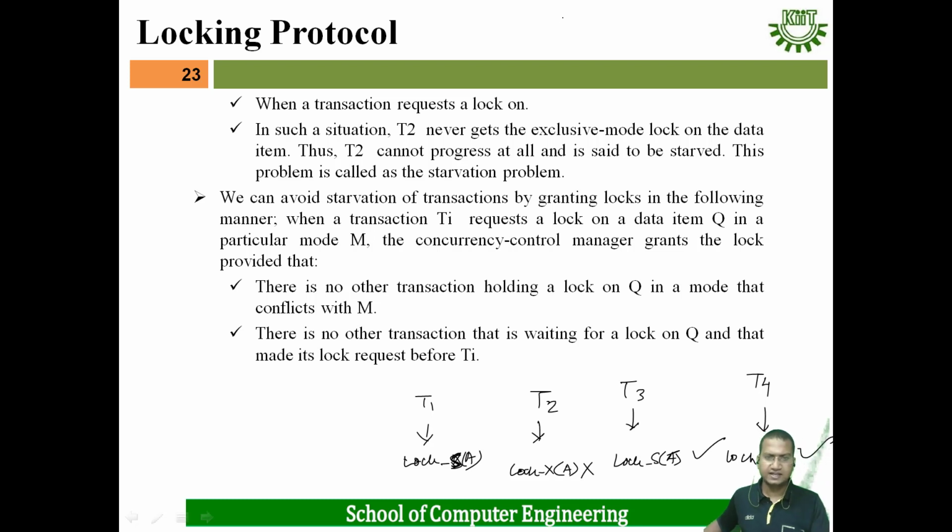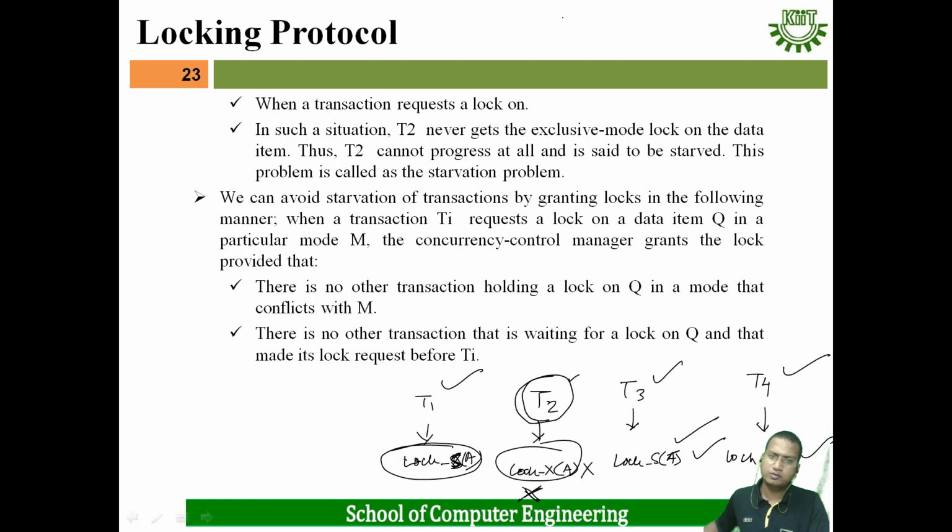That means in this case, one read lock is already applied by transaction T1. At that moment, suppose T2 wants to apply an exclusive lock, that cannot be applied. But suppose T3 wants to apply a read lock on A, then that can be applied. T4 wants to apply a read lock on A, then that can be applied. In this case, the T2 transaction will wait for a longer period of time. This is known as starvation. This problem is known as the starvation problem.